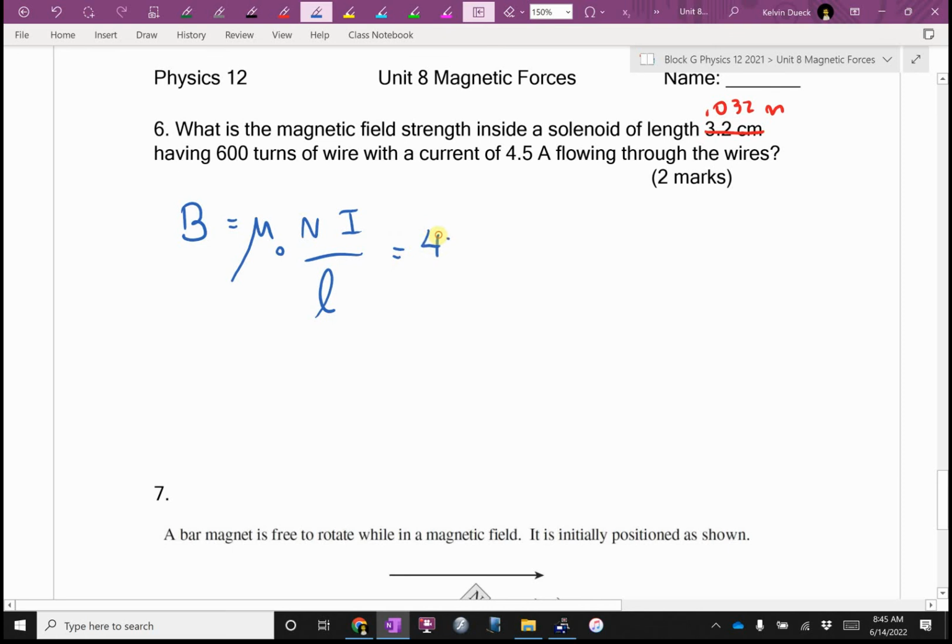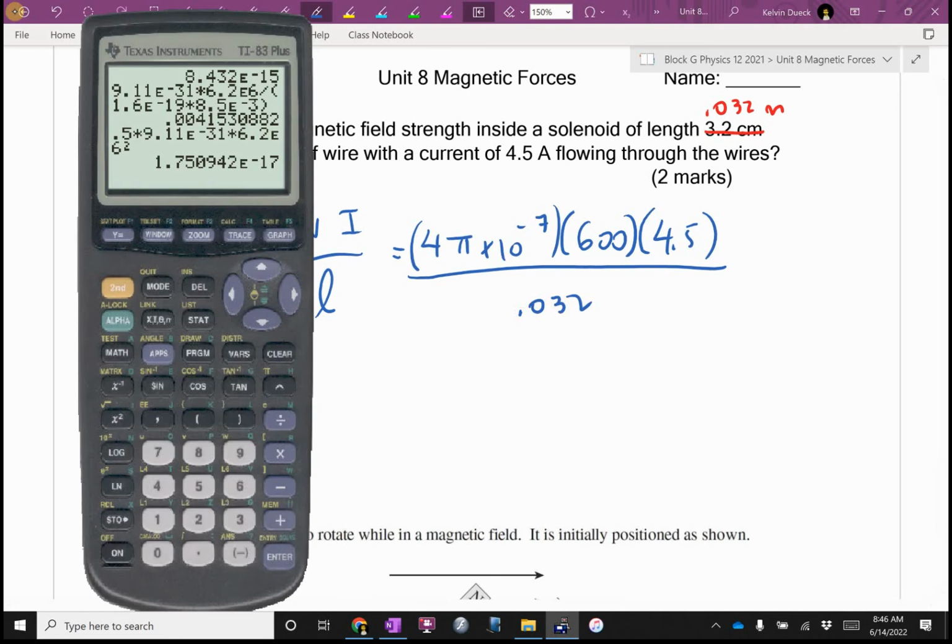Here, they're just asking me to find the magnetic field, so it's going to be straight plug and chug. It's going to be 4 pi times 10 to the negative 7. Is that mu naught? I think it is. N, 600. I, 4.5 amps. L, 0.032. 4 pi, and you've all figured out how to type that number into your calculator without getting a syntax error?